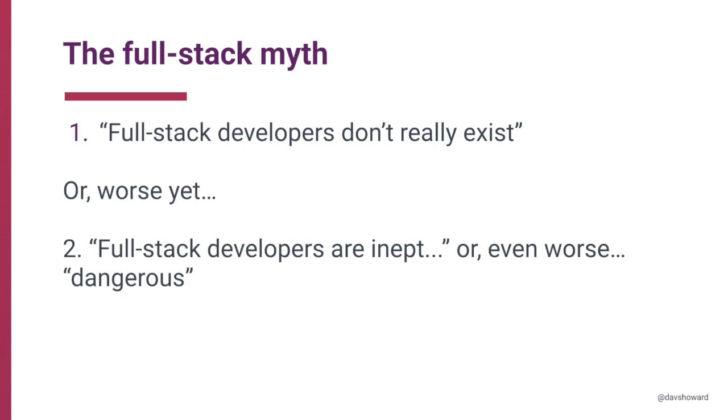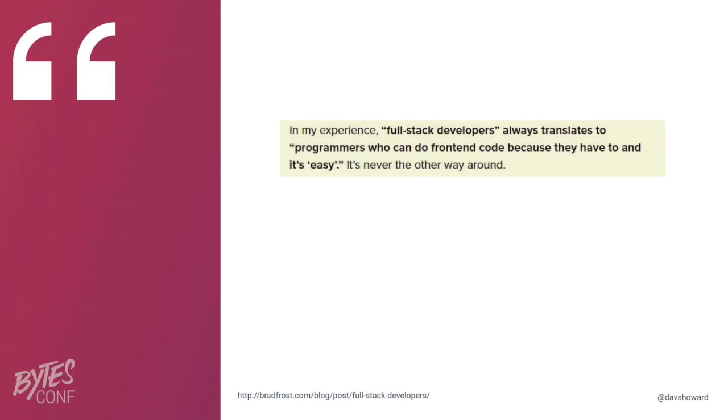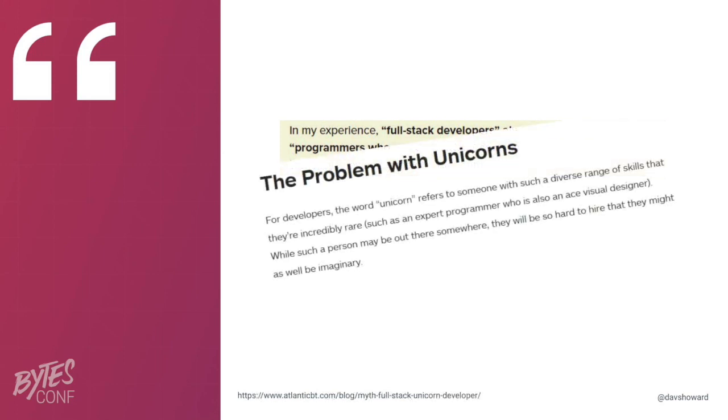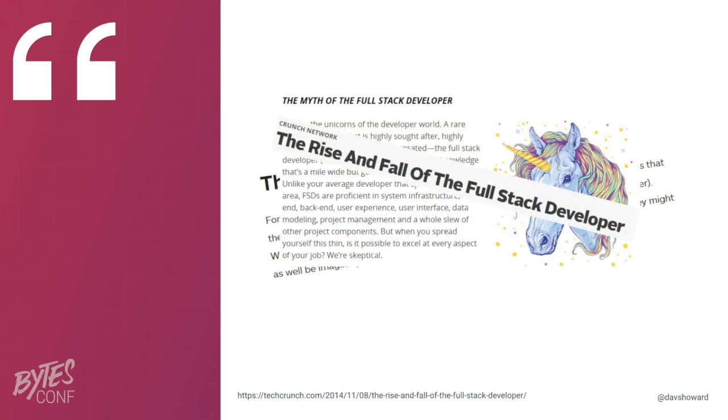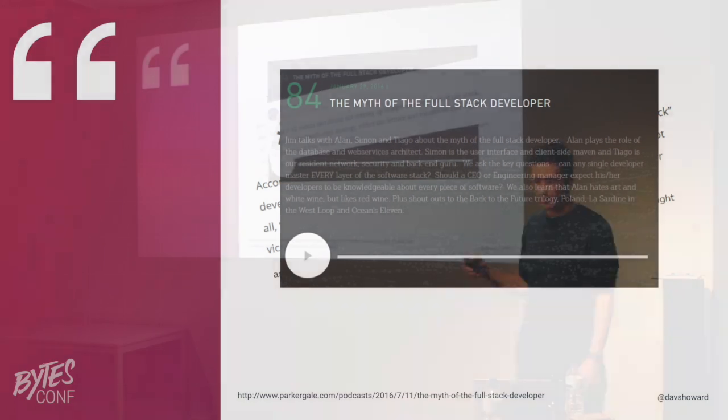And I see a lot of blogs, things like that, saying that either these people just don't exist, or even worse yet, that they're actually inept, or some people even call them dangerous. I see blogs like this saying that people just stumble into the role because they're particularly good at one thing and they just find maybe front-end easy. That's quite a common approach. You hear a lot of people saying that these people are actually unicorns because they're just imaginary. That becomes quite a common thread. And it goes on and on and on.